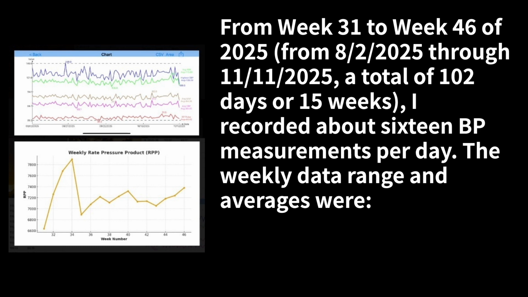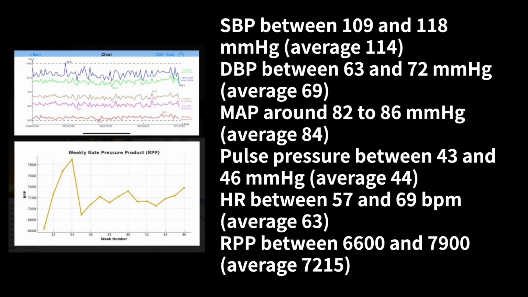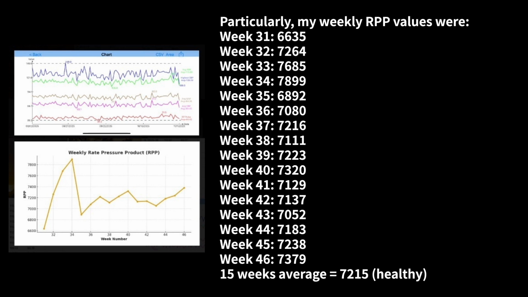From week 31 to week 46 of 2025, from August 2, 2025 through November 11, 2025, a total of 102 days or 15 weeks, I recorded about 16 BP measurements per day. The weekly data range and averages were: SBP between 109 and 118 mm of mercury, average 114; DBP between 63 and 72 mm of mercury, average 69; MAP from 82 to 86 mm of mercury, average 84; pulse pressure between 43 and 46 mm of mercury, average 44; HR between 57 and 69 BPM, average 63; RPP between 6,600 and 7,900, average 7,215.